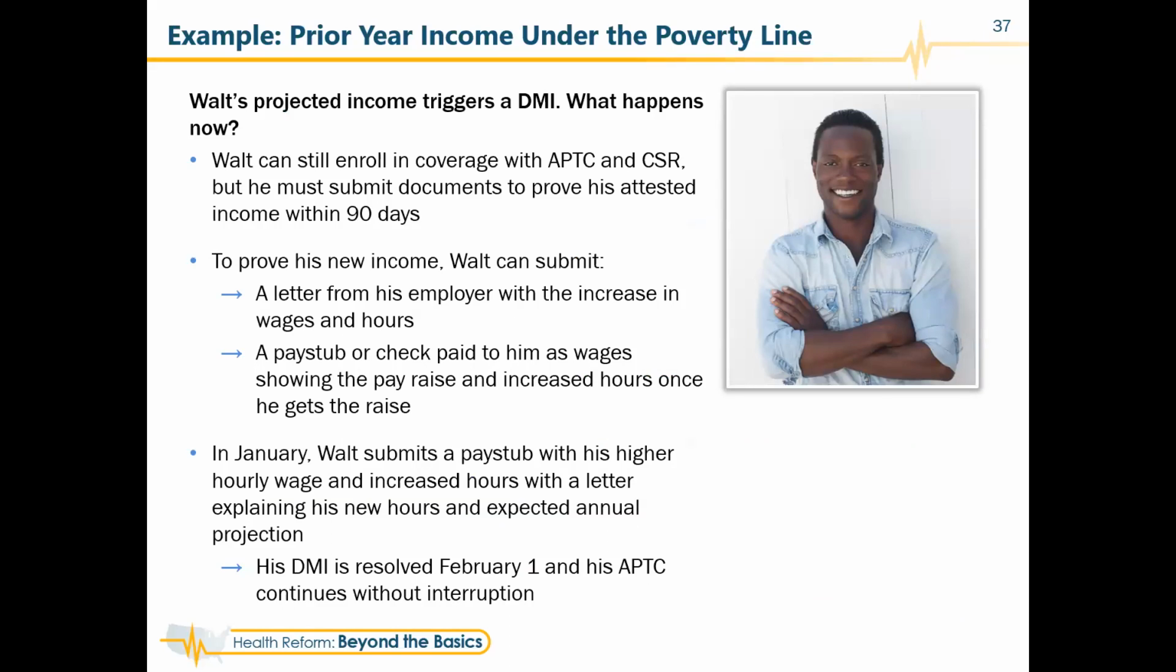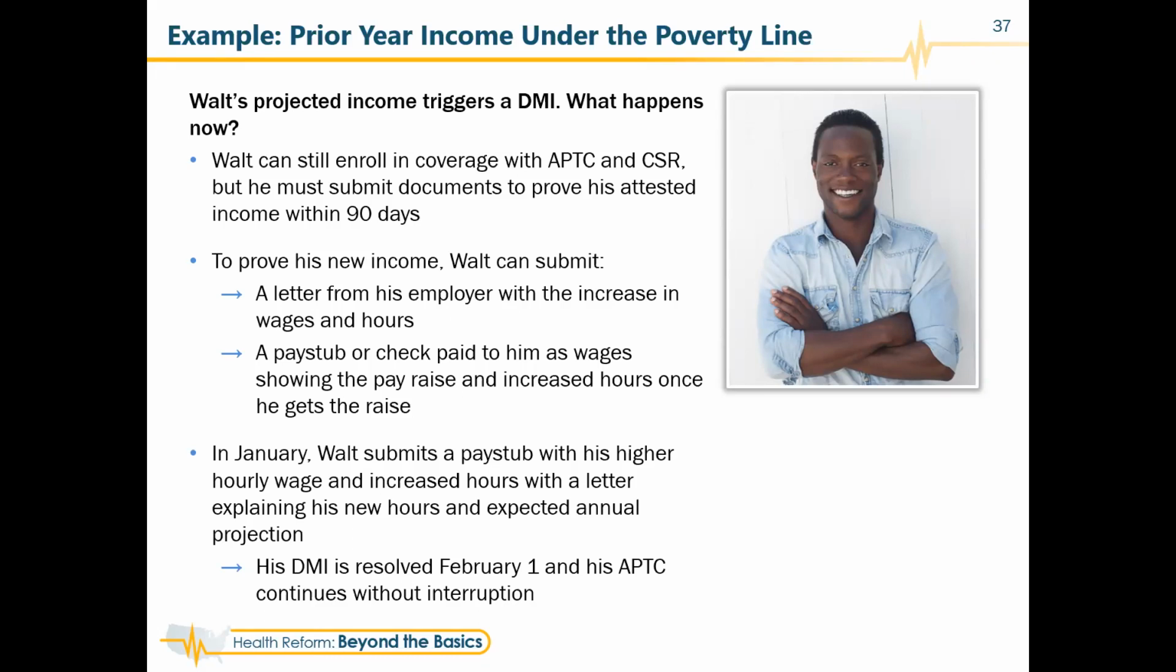So let's get back to Walt. Walt's projected income triggers a DMI. So what can he do? He's still going to enroll in coverage with APTC and CSRs, and he's going to get a notice that he needs to submit documents to prove his income within 90 days. So Walt is going to submit a couple of things because it's better to submit a little more than too little. He's going to submit a letter from his employer that documents the increase in wages and hours. He could also submit a pay stub or a check paid to him as wages to show the pay increase and his increased hours once he gets the raise.